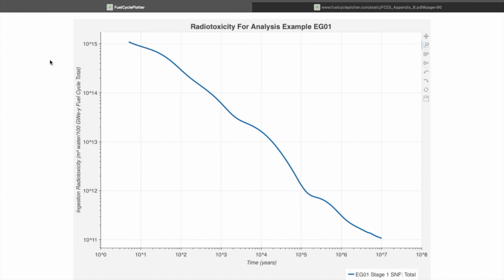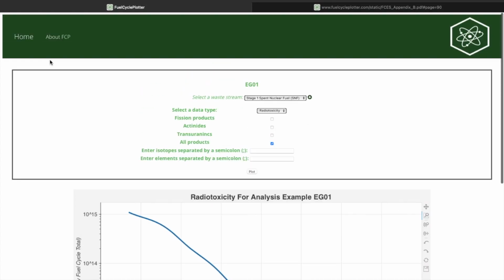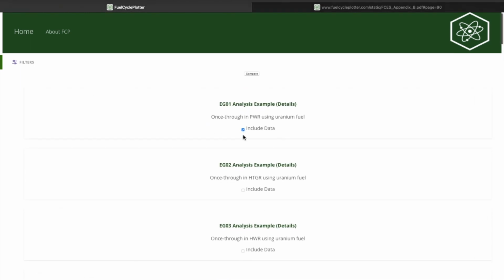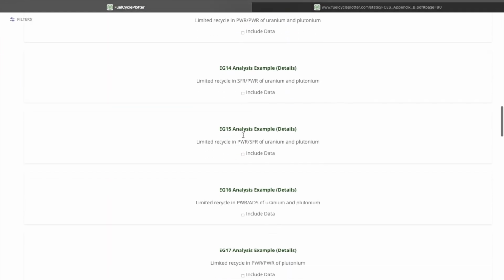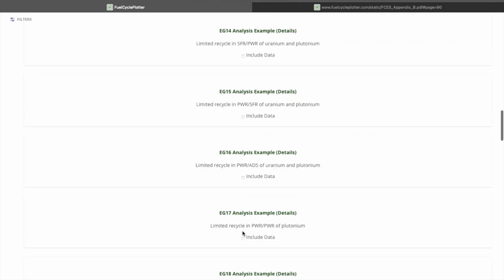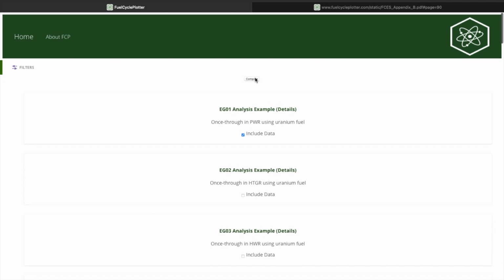Looking at this plot with the knowledge that the United States has been producing commercial nuclear power for over 60 years reveals how large the issue of radioactive waste disposal really is. And FCP is great for visualizing things like this, but a primary function of the tool is comparing different fuel cycles. So let's compare the fuel cycle that we're looking at right now with its potential successor.